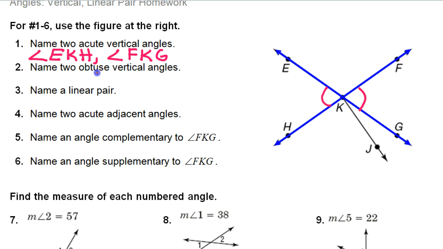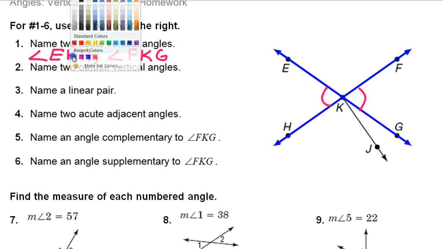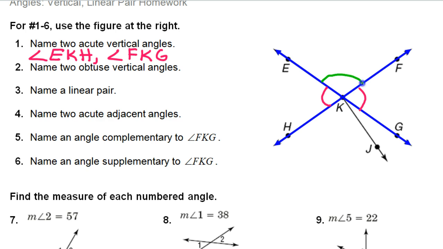Alright, now name two obtuse vertical angles. Well, that'll be the other pair. These will be the obtuse ones out here, bigger than 90 degrees. So that's angle EKF and angle HKG.